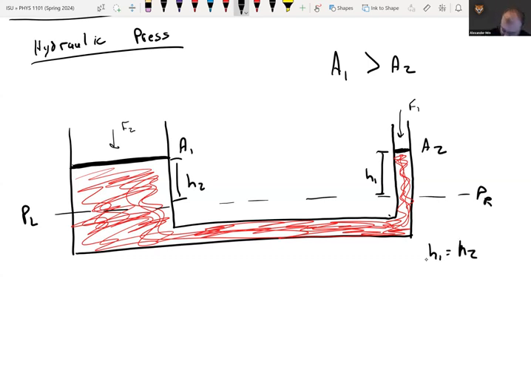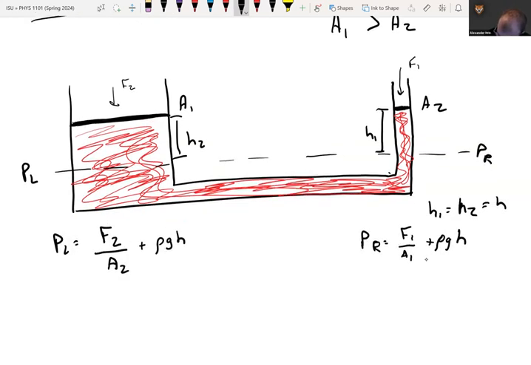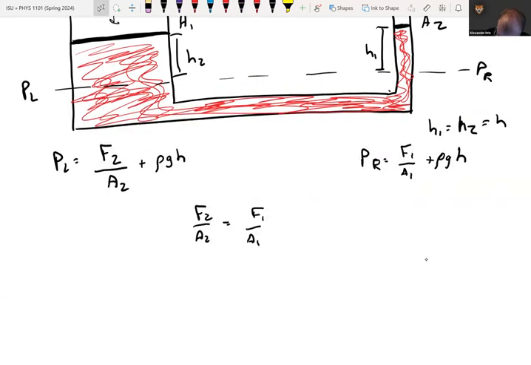The other thing we have here, the pressure on the left, remember, we have that force F2 creates a pressure. So it'll be F2 divided by A2, plus rho GH, and we'll just call that H2 equal H1. And then the pressure on the right is F1 over A1 plus rho GH. Well, we set these equal to one another. What we end up with is the rho GH's cancel, and we just end up with F2 over A2 equals F1 over A1.